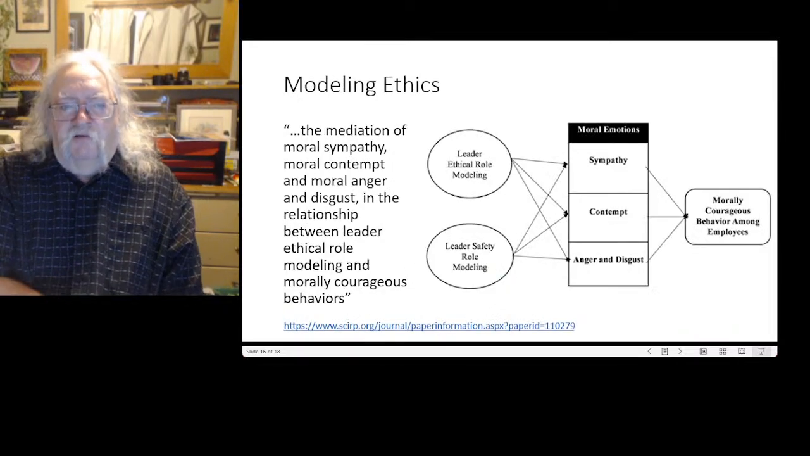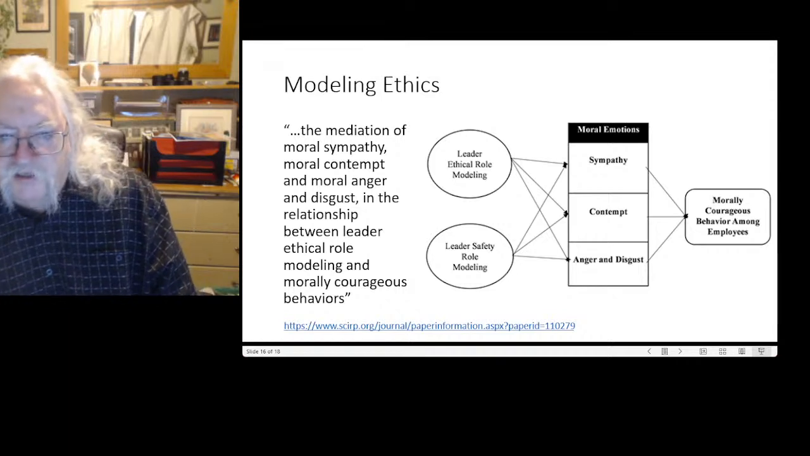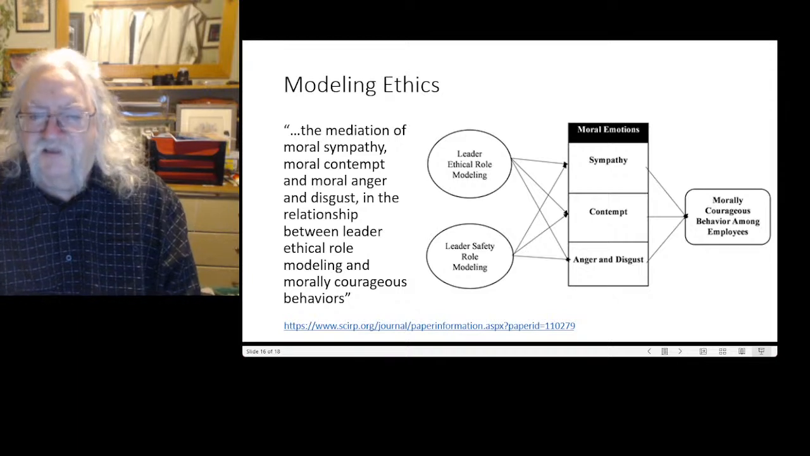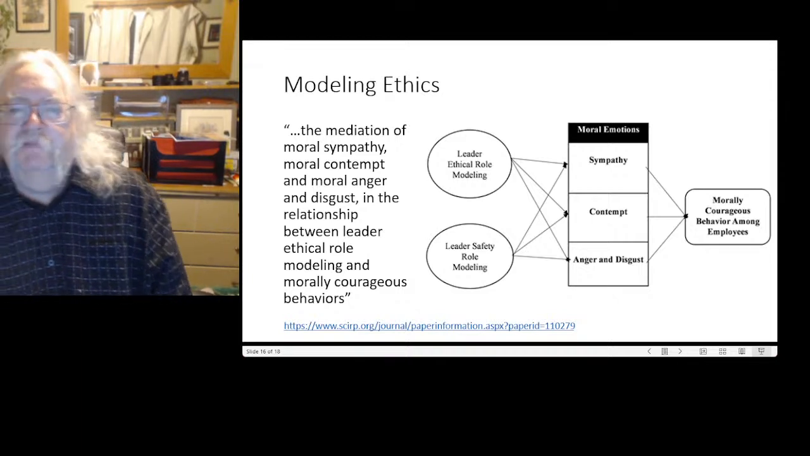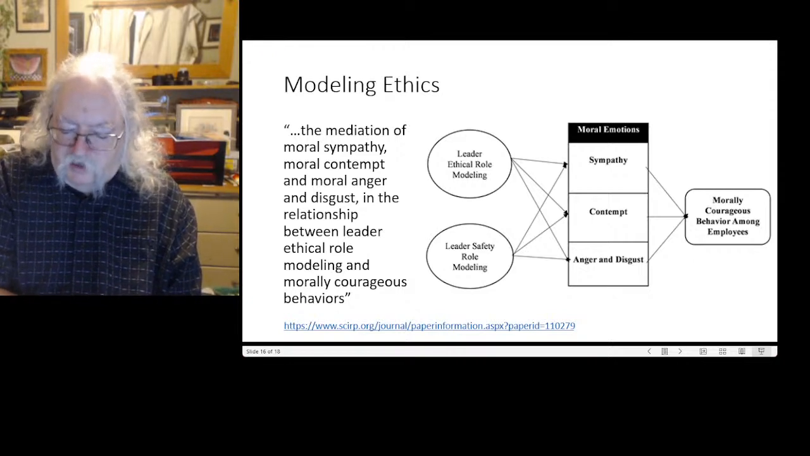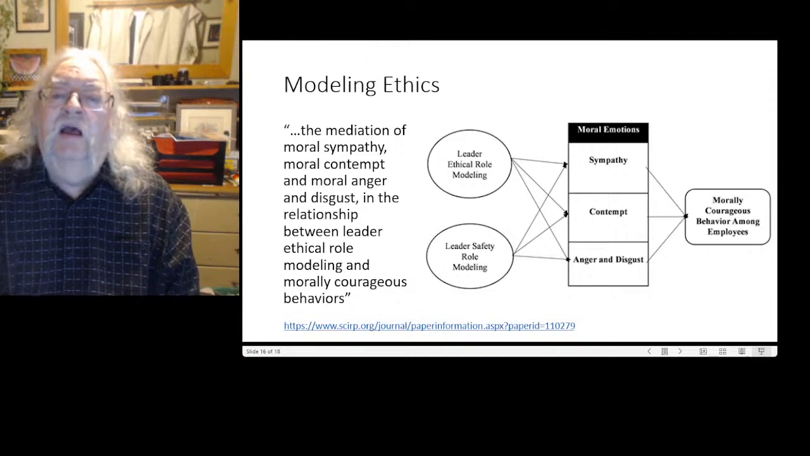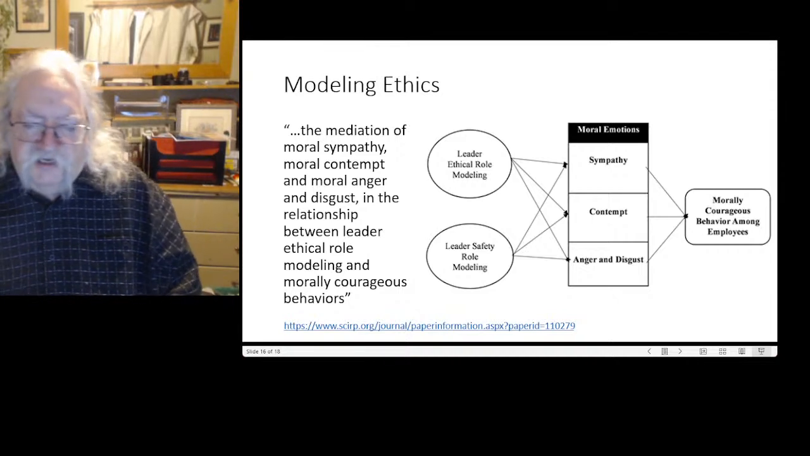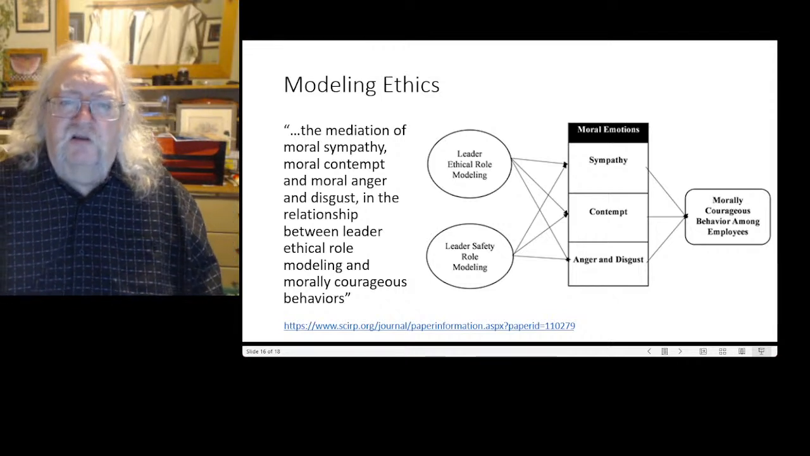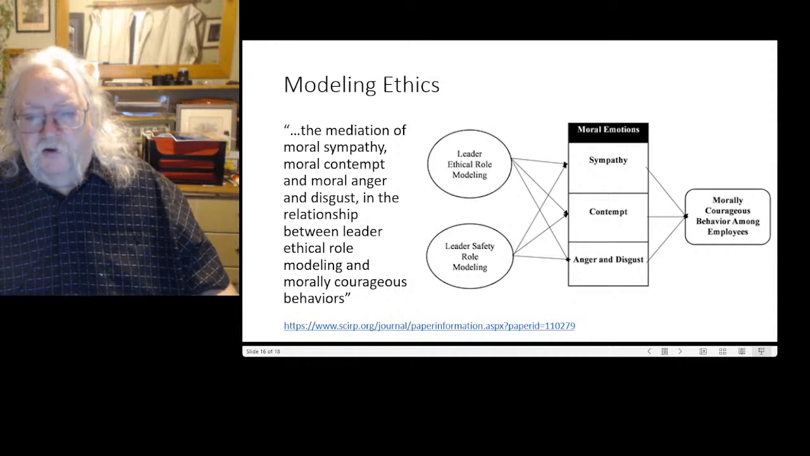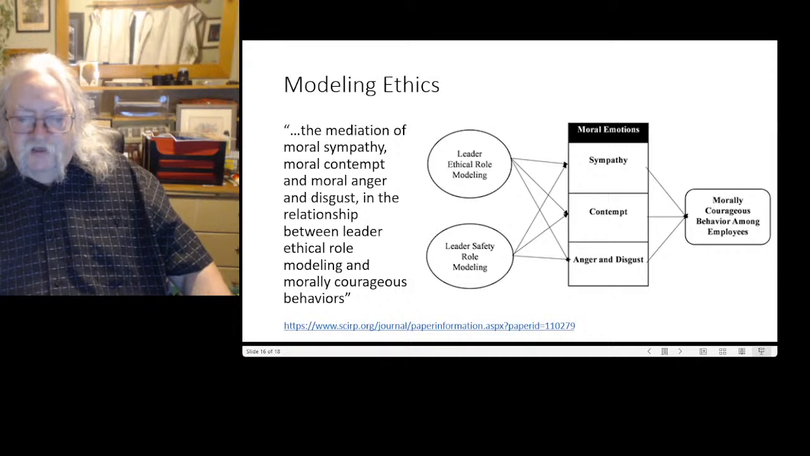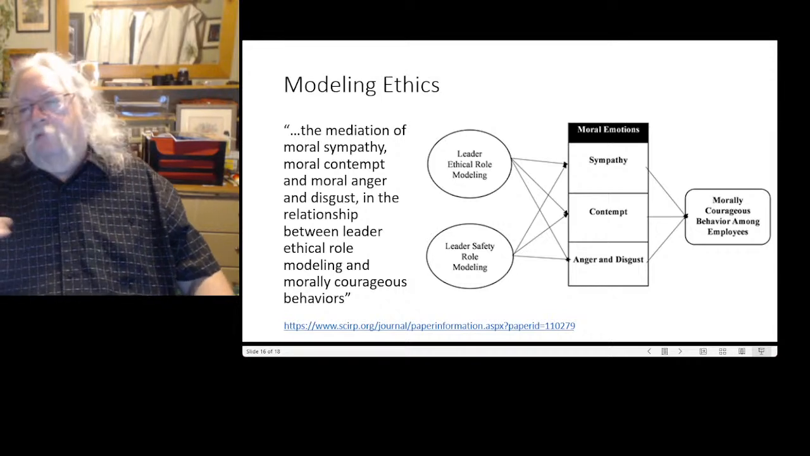So, it makes it hard to model ethics. This is a paper which is interesting, but it sort of makes my point and sort of doesn't make my point. Because earlier we talked about modeling as being part of the learning process. And this paper looked at modeling ethics specifically, and it compared two things: leader ethical role modeling and leader safety role modeling. And it found that the safety modeling worked, but the ethical modeling didn't.